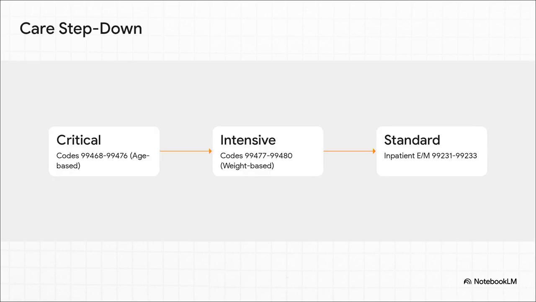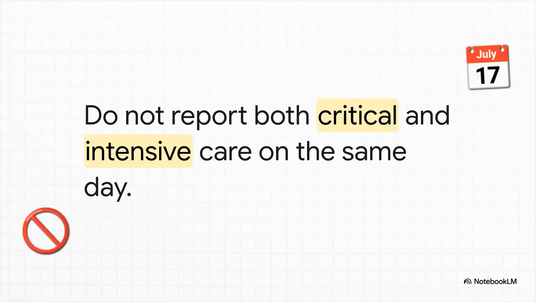Now, let's look at the natural progression of a healing neonate. They usually start with critical care codes based on their age. As their acuity improves and they stabilize, they step down to those intensive care codes based on their weight. Finally, when they just need standard hospital observation before discharge, they transition to regular subsequent hospital care codes, which are 99231 through 99233. But what happens if a patient transitions between these units on the same calendar day?